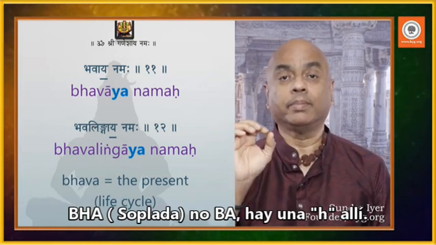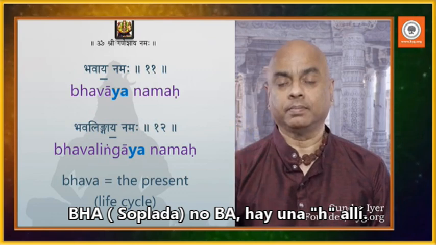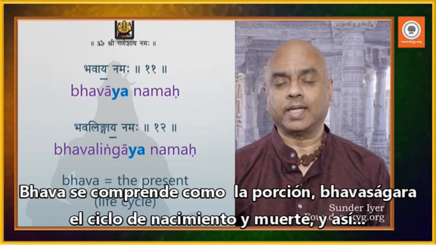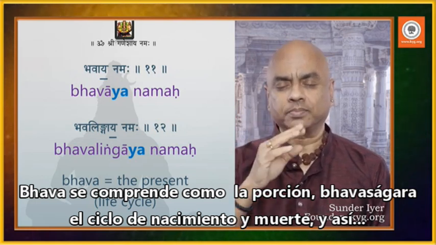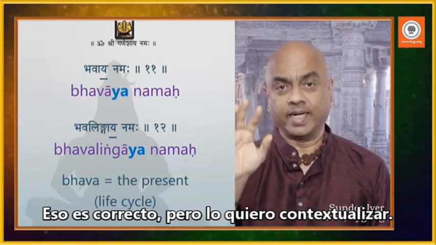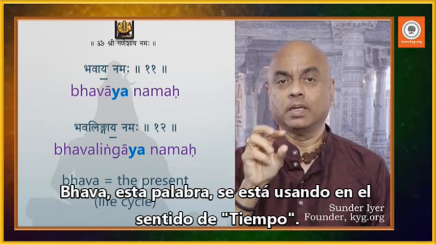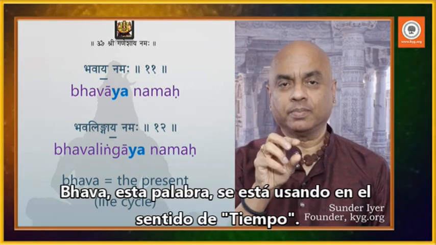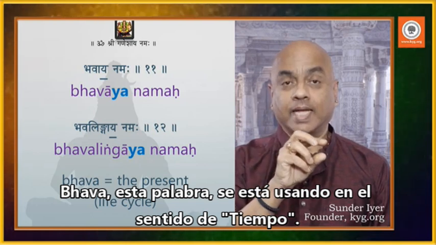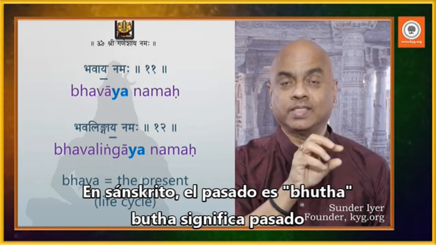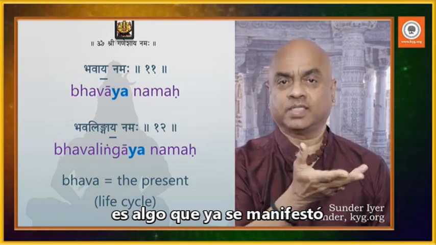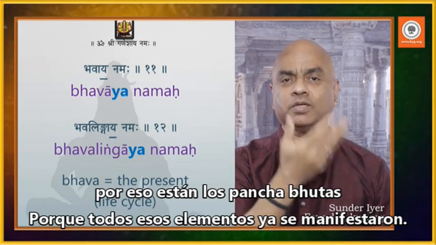Next comes Bhavaya Namaha, Bhavalingaya Namaha. Bha. Not Bhavaya, but Bhavaya. So there's an H there. Bhava is normally understood as the ocean, the Bhavasagara, the cycle of birth and death and so on and so forth. All that is right, but I want to put that in the context. The word bhava is used in the context of time. What is past called in Sanskrit? Bhuta. Bhuta means past. That which is already manifested.